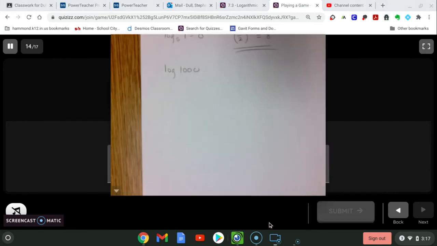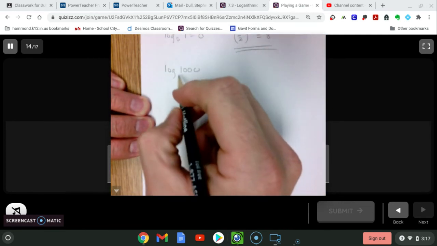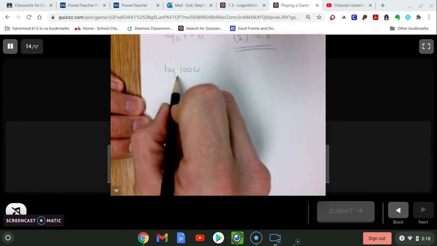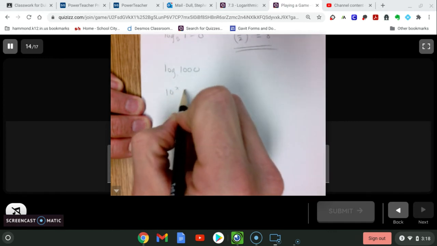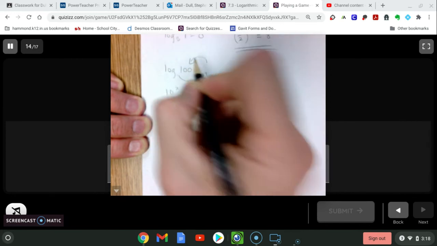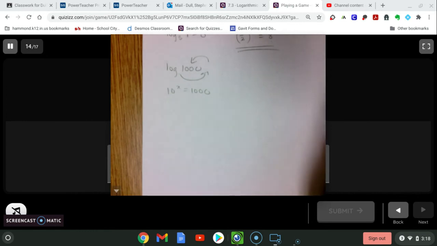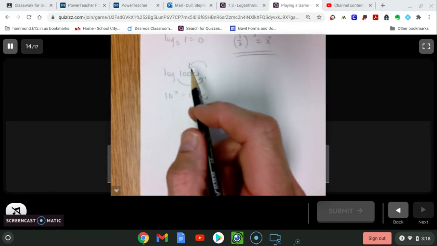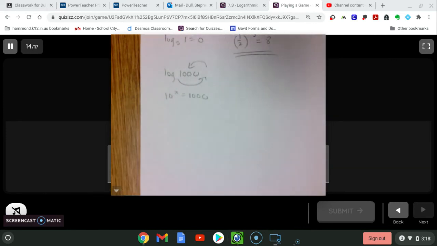All right, so we're asked to rewrite log of 1,000 as an exponential. So recall that this is the common log base 10. So thinking of our loop method, we're going to have 10 to some power equals 1,000. Now in class, a lot of us said, oh, it's 10 to the third because we know that 10 to the third is 1,000. But just rewriting this expression as an exponential, the 3 is not in here anywhere. We're just writing this as it is. So 10 to the x equals 1,000.